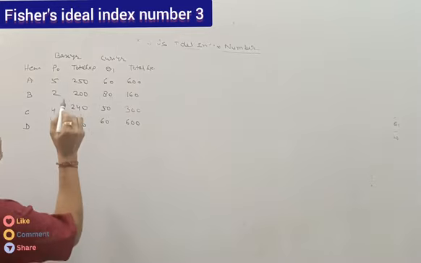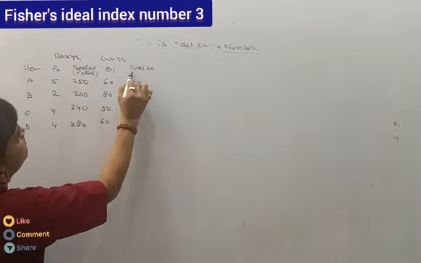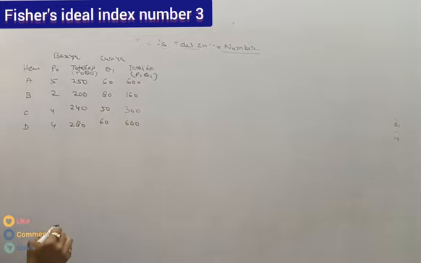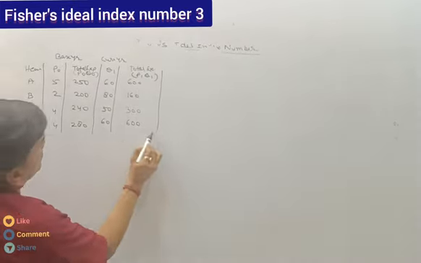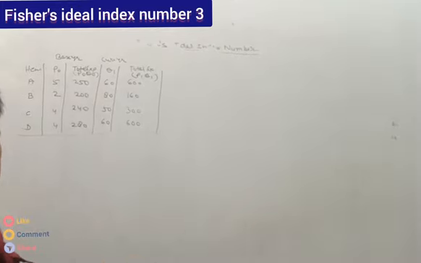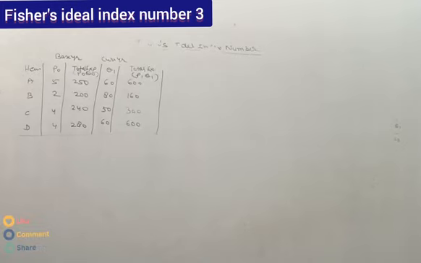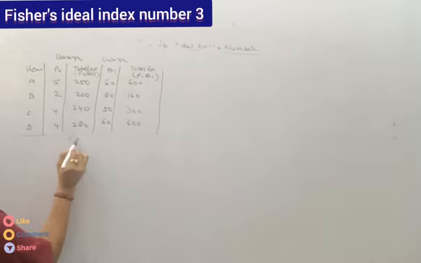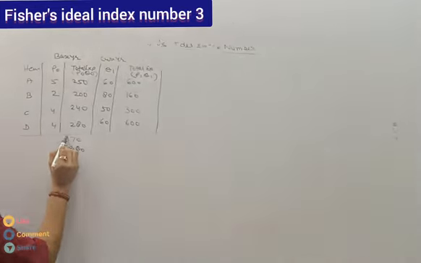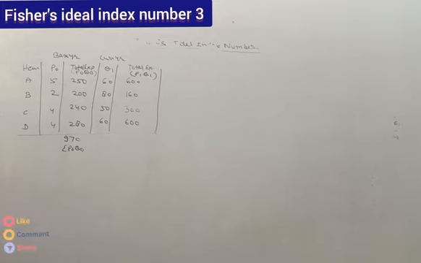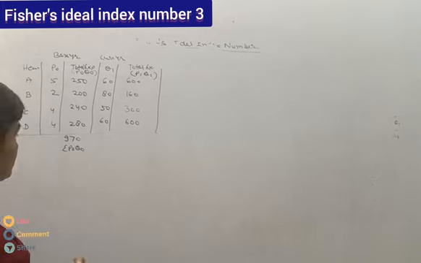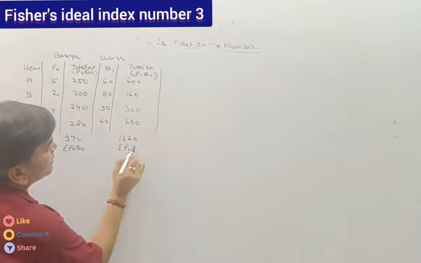So the total expenditure means P0 Q0 is given and P1 Q1 is given. We should understand: P0 Q0 given, Q1 given, P1 Q1 given. First we get the value of sigma P0 Q0: 250 plus 200 plus 240 plus 280, that is 970. Next, sigma P1 Q1: 600 plus 160 plus 300 plus 600, that is 1660.